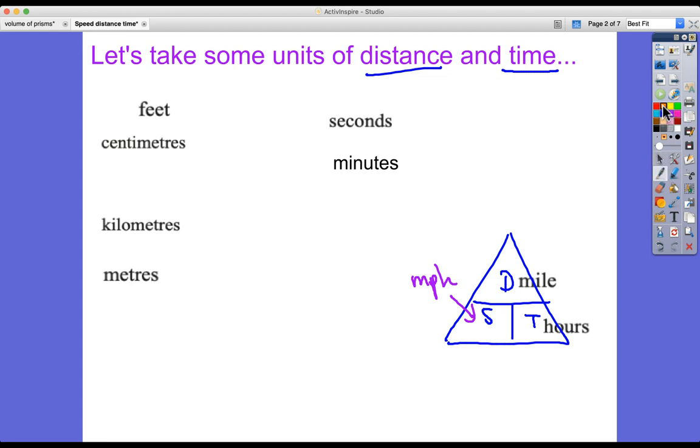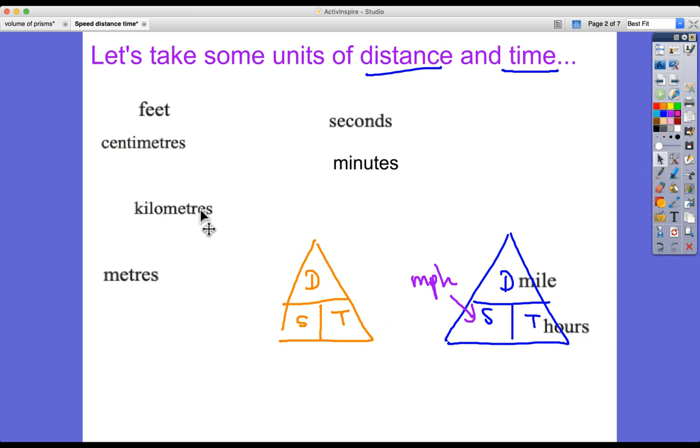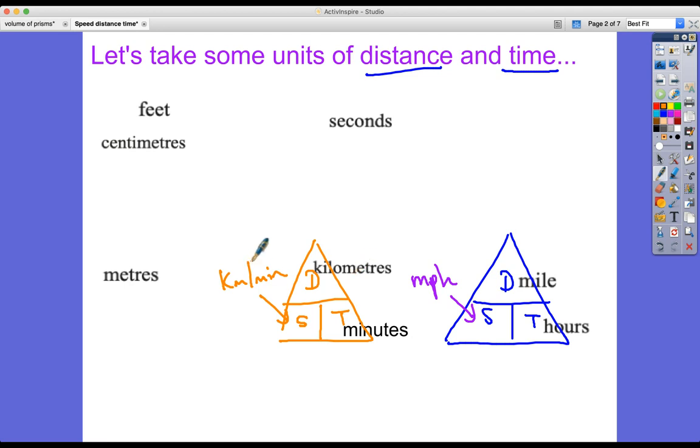Let's go and do another one. So again, if I drew out another formula triangle and had speed and distance and time, and this time I might pick kilometers per minute. Okay, all right, so again, the way that I would show that is that this would be kilometers per minute, perhaps. Okay, that slash is quite handy for showing speed units.